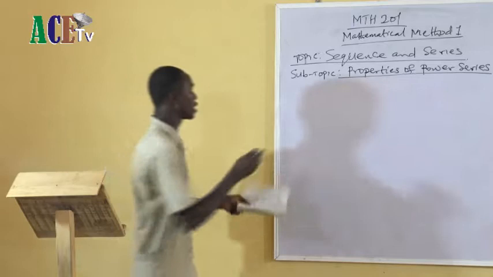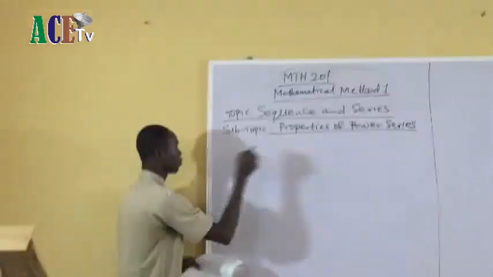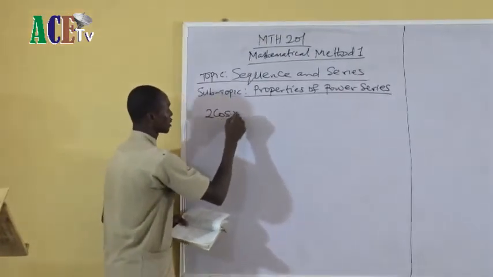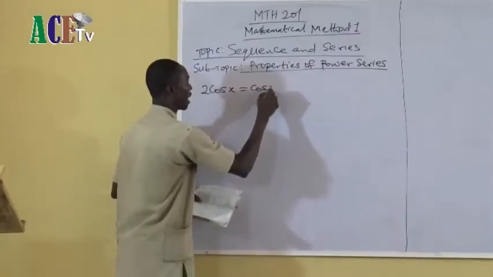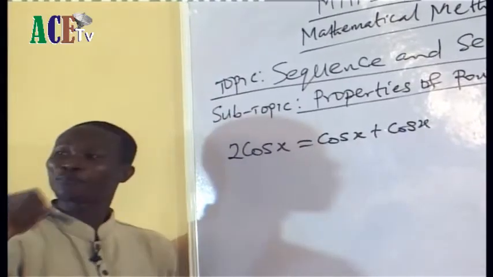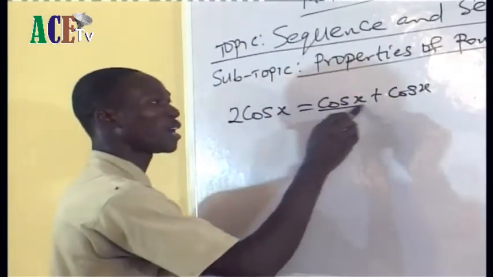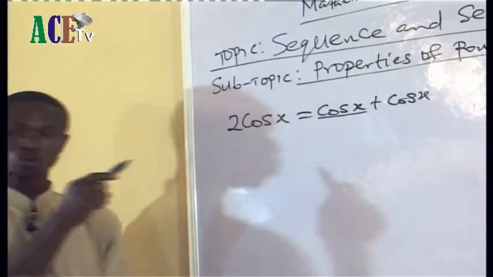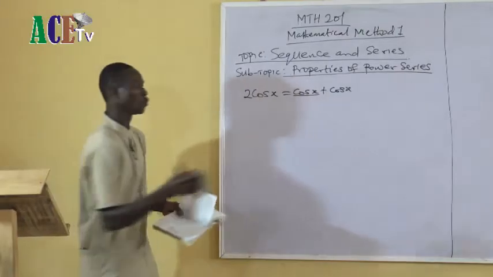Yes, last class we were able to show that 2 cos x is the same thing as cos x plus cos x. From the power series expansion of cos x, we have been able to show that.